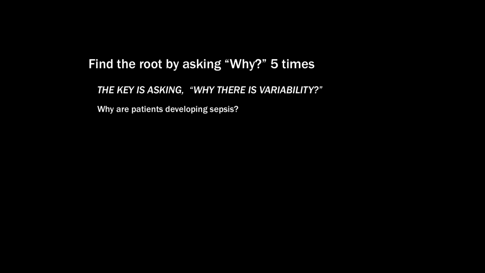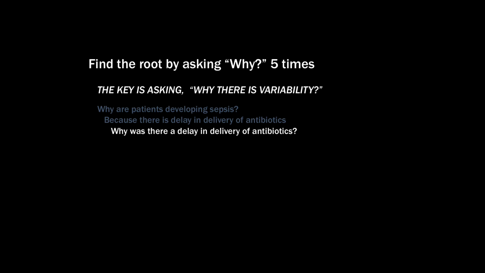There's a concept that is commonly taught that you should ask why 5 times to get to root cause. So let's review what we've done and show how we've successfully accomplished this. And remember that the key to this analysis is asking why is there variability. So let's go through the 5 whys. First why: why are patients developing sepsis? Because there's a delay in the delivery of antibiotics. Why is there a delay in the delivery of antibiotics?